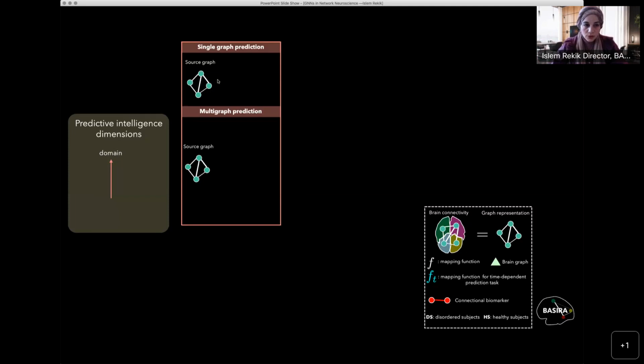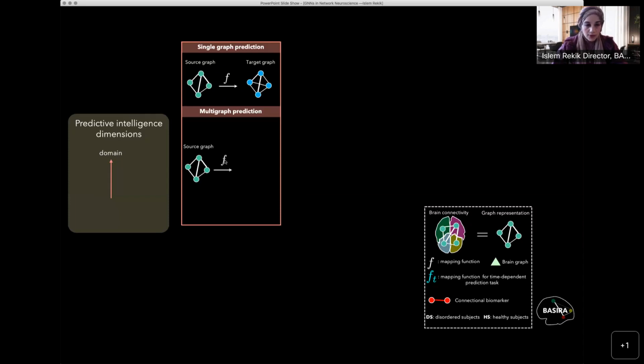So given a source graph, we aim to learn a mapping or build a neural network or deep learning model to predict a graph in a completely different domain. Like, for example, here we learn how to infer or predict functional connectivity from morphological one. And these are completely different domains. They give you different information about the brain and how it works.